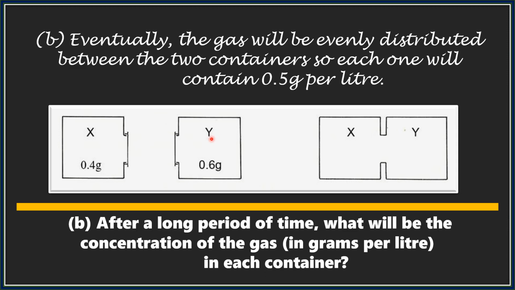Because here we have the concentration of 0.6 and here we have a concentration of 0.4, when they are connected, we are saying that the gas will diffuse from Y going to X until an equilibrium is reached. When an equilibrium is reached, the gas in X will be equal to the gas in Y, and therefore all of them will be having 0.5 grams per liter.